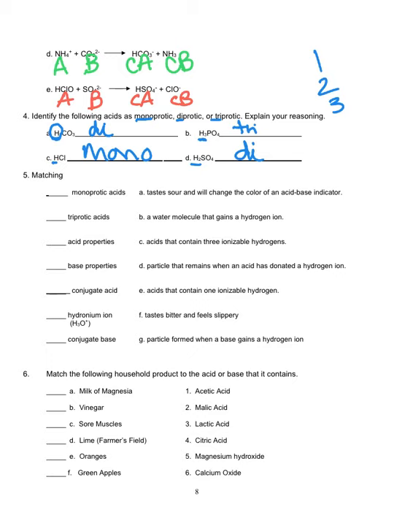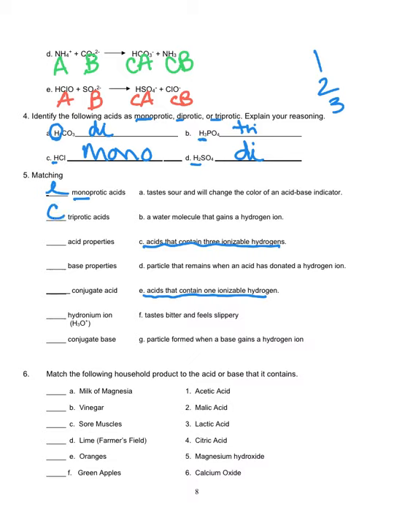All right, matching area. Monoprotic, we just said it means one. So when we look through this list, taste sour, no. Water molecule that gains, no. Acids that contain three, no. Acids that contain one, good, E. Triprotic, we just saw, I read through three, there it is. Because tri means three, that means they have three hydrogens to donate.